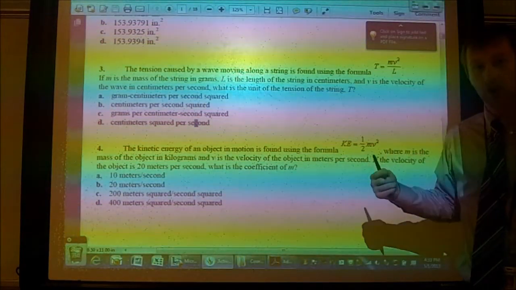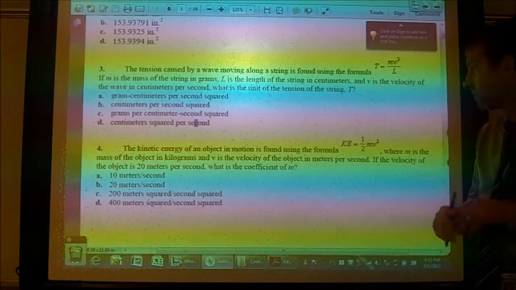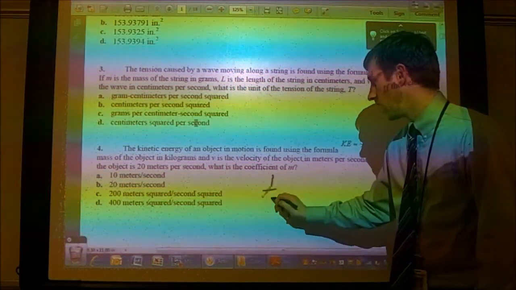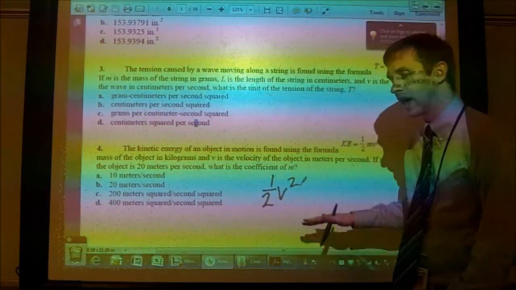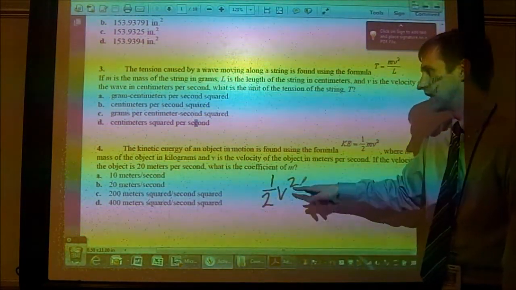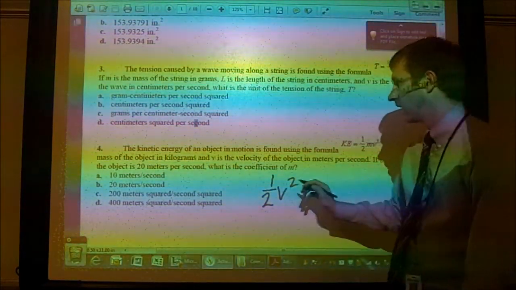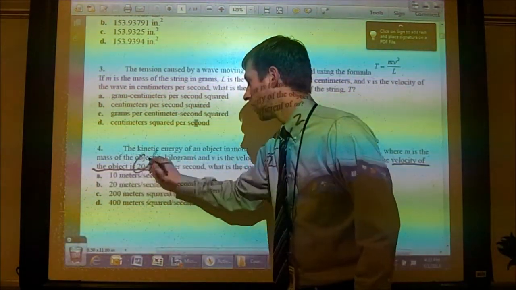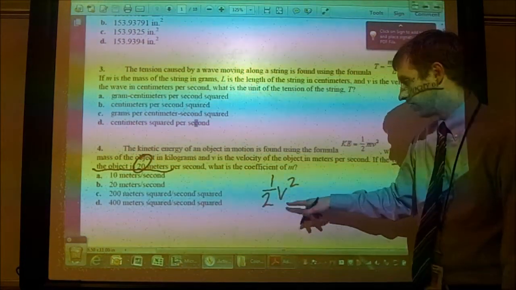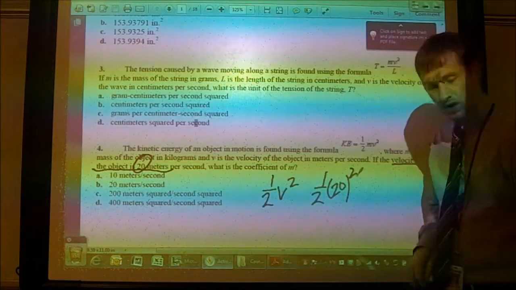So those are the coefficients, and we can put that together, right? Because the order you multiply things doesn't matter. So the coefficient is 1/2 v squared, right? That's what's being multiplied by m. Okay, and so I want to try to figure out what this is, and they told me in this part here that v, the velocity of the object, is 20. Okay, and so I'm going to plug 20 in for v, and I got 1/2 times 20 squared.